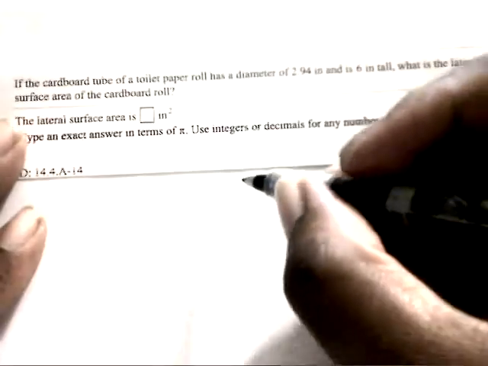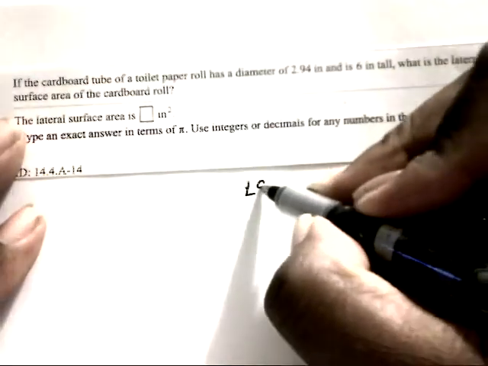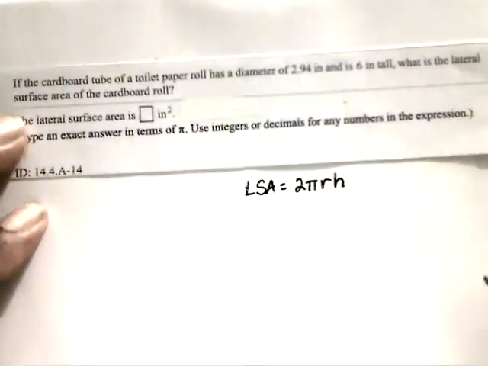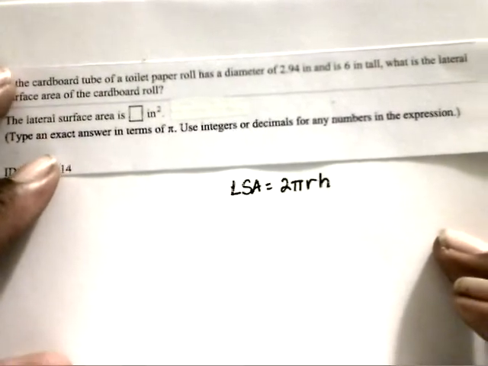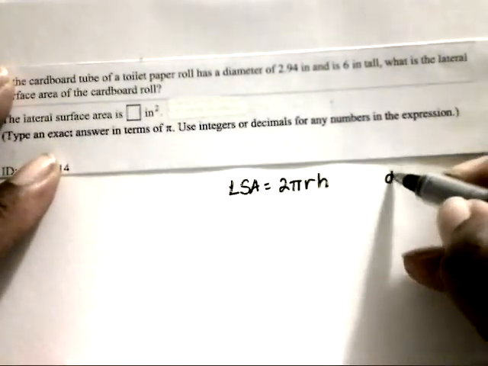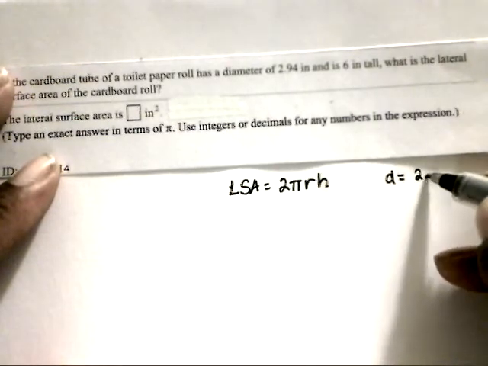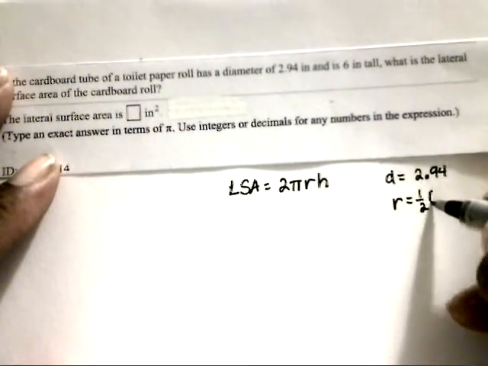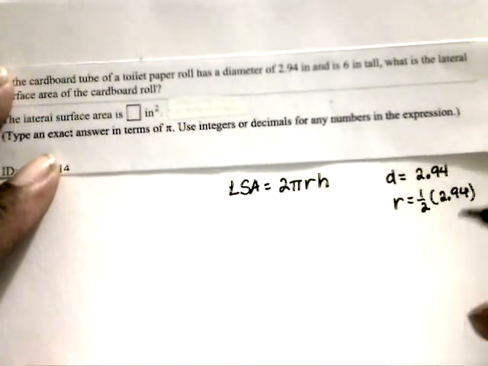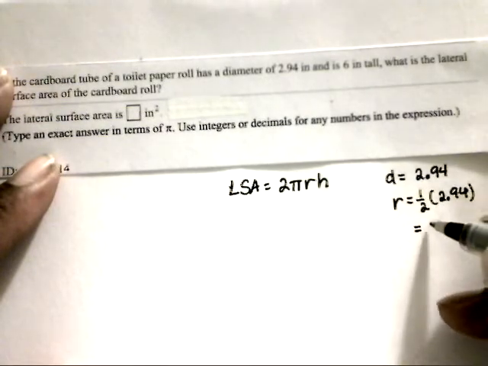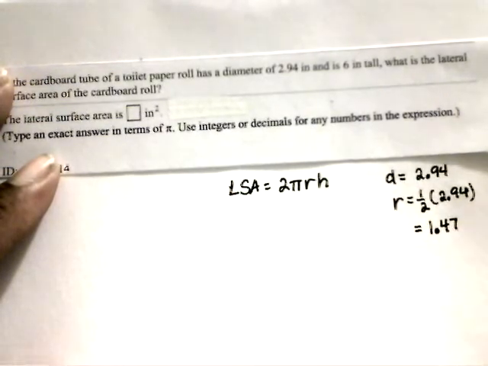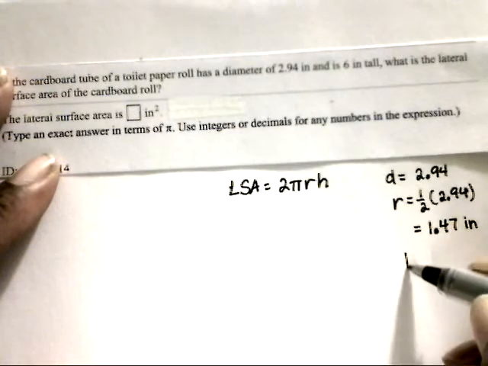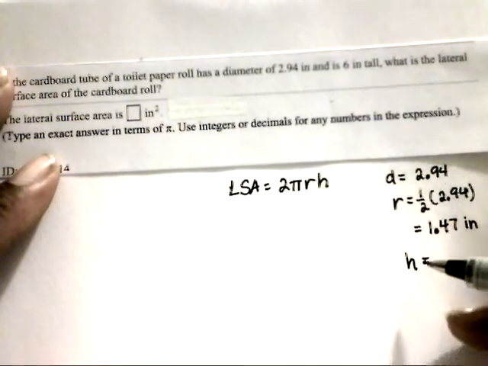So if you recall with that last problem, that lateral surface area was simply 2 pi r times h. Now the diameter is 2.94. We want the radius, which is 1/2 of 2.94. So take 1/2 of 2.94, you're going to get 1.47. So the radius is 1.47 inches. And the height is given to us as 6 inches.